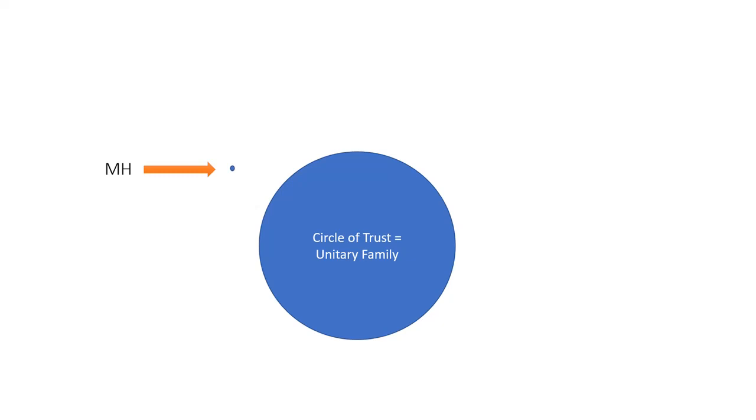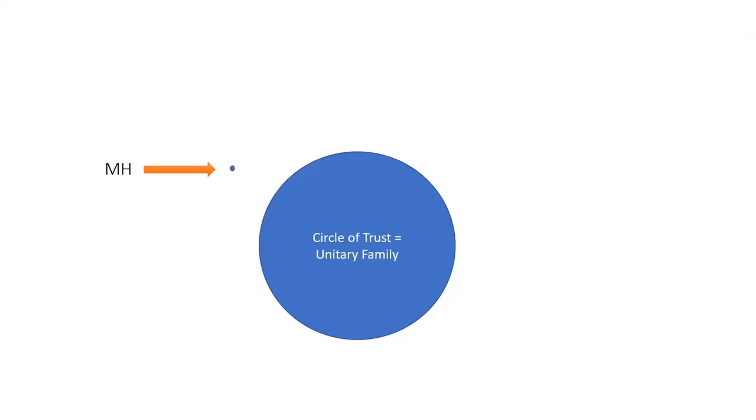The unitary family. By the way, please do not put circle of trust on an exam. Do not put circle of trust on the bar exam. They won't know what you're talking about. But I hope you get the imagery here. There's this unit, and Michael H. is outside the unit, and therefore Michael H. has no fundamental right at stake in this case. Therefore, California's law survives if it's rational.